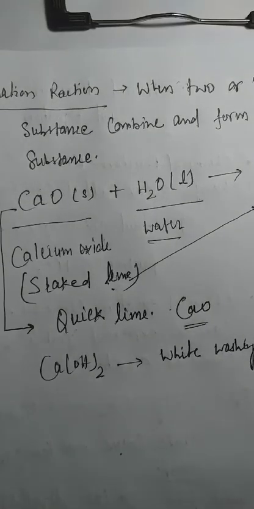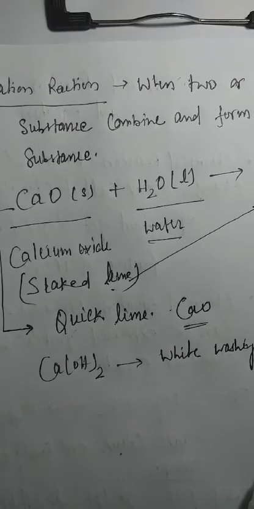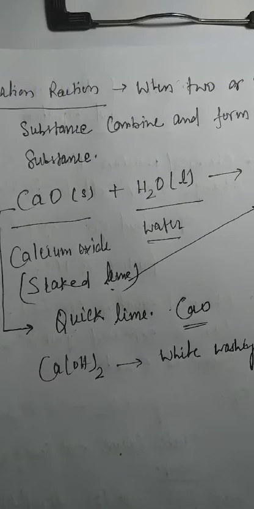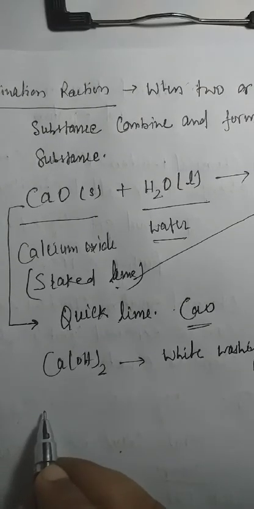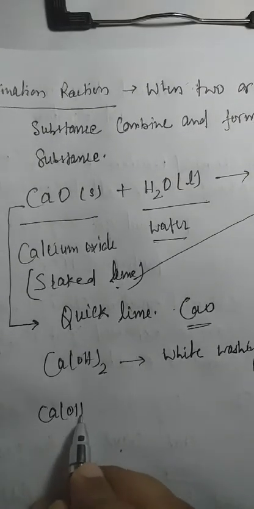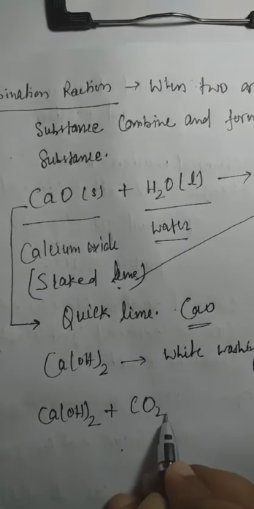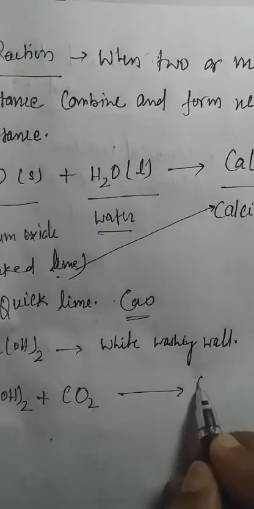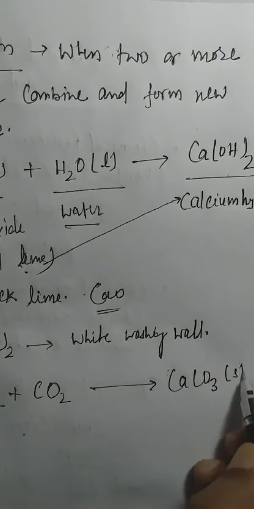Right? This is used to react with carbon dioxide and form calcium carbonate. This also gives a shiny finish to the wall. So memorize this: calcium hydroxide, or slaked lime, when it reacts with carbon dioxide, forms calcium carbonate. It forms calcium carbonate, right? This calcium carbonate exists in solid state.